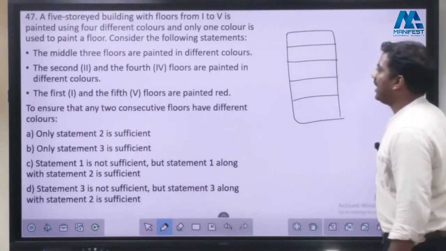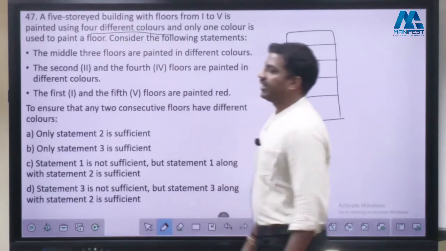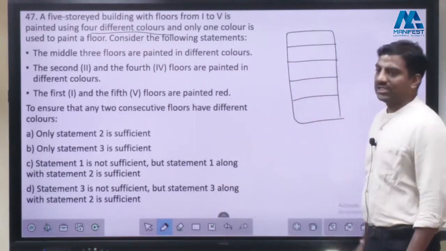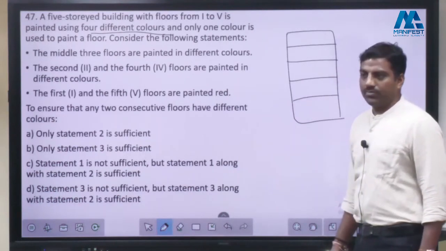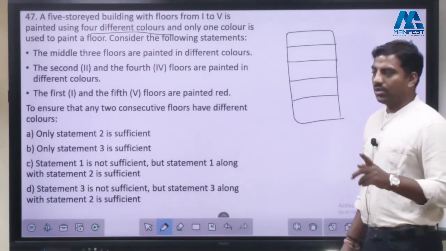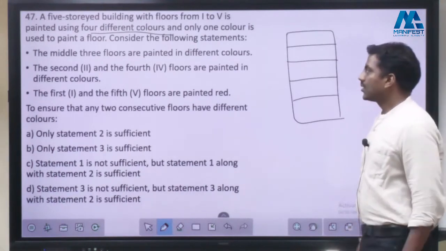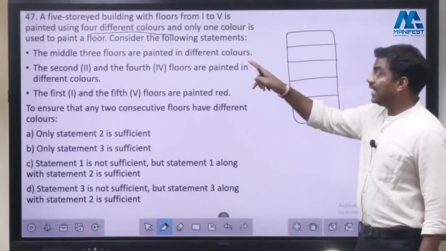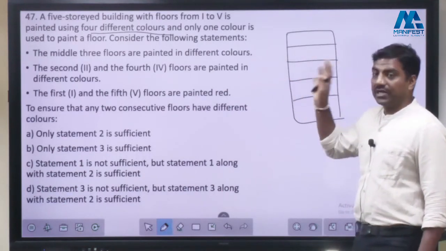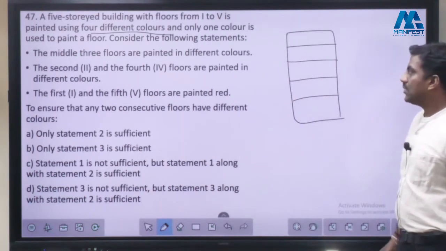these floors are painted using 4 different colors. So 4 different colors have to be on the floors of this building. And only one color is used to paint a floor. Okay, fine. 4 colors have to be on this building, because they are telling painted using 4 different colors.